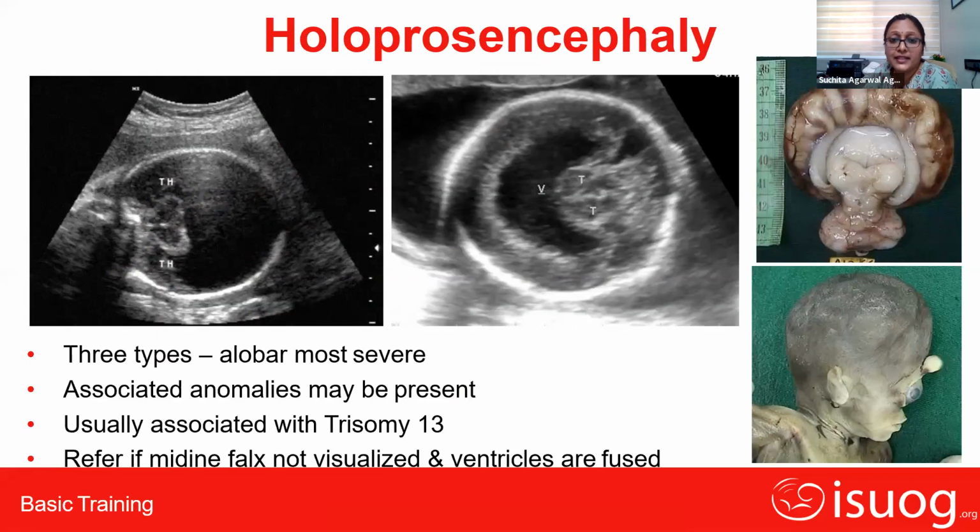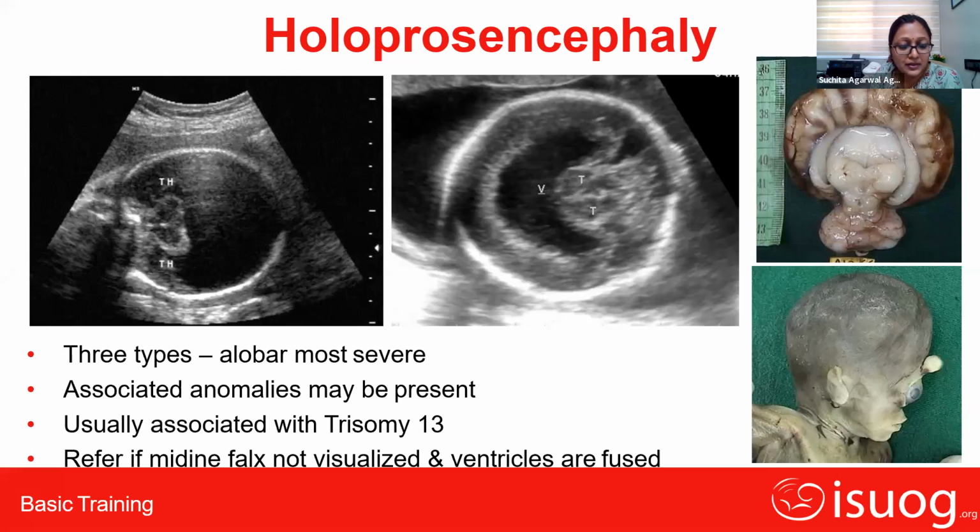Again, an always detectable anomaly, and a very easily diagnosed anomaly, is holoprosencephaly. What is holoprosencephaly? The midline falx is absent in this case. There is no separation between the cerebral hemispheres. There is a continuity between the two ventricles, and it forms a monoventricle. There is no falx here. There are three types of holoprosencephaly, but the most severe is the lobar, and the lobar is very easily detectable in the first trimester.